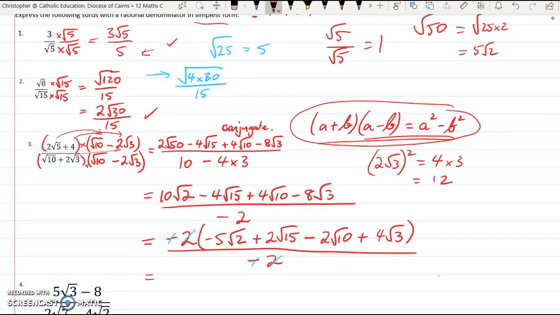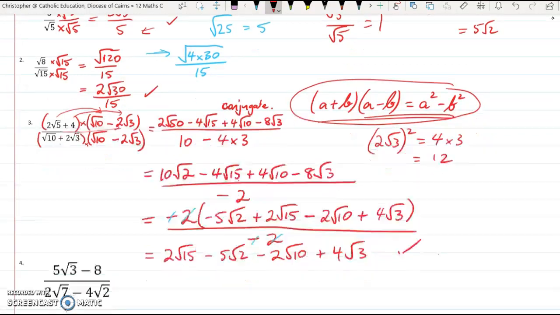And instead of starting with that ugly negative, I'm going to start with a positive here. I'm going to go 2 root 15. I might change it to put that now 5 root 2 minus 2 root 10 and plus 4 root 3. Now, that's a correct answer. You can write those in a slightly different order, but that's basically what you'll get.